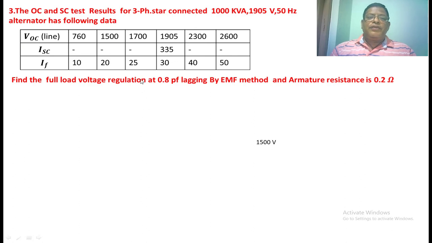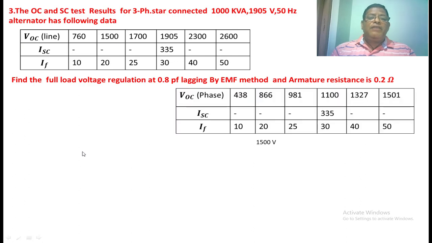Now in this case, if you observe, the SC test data is given only up to 30 amperes of current. One more important point we have to observe is that the voltage is given as the line voltage. So when you are going to draw the graph, we require the phase voltage.